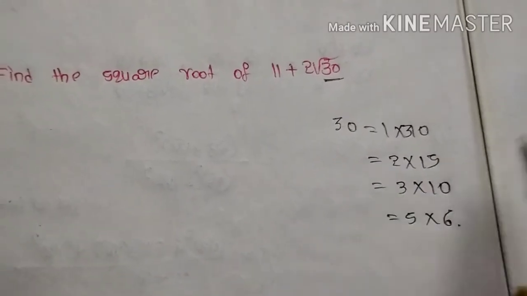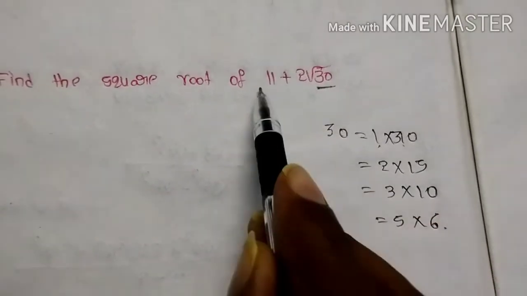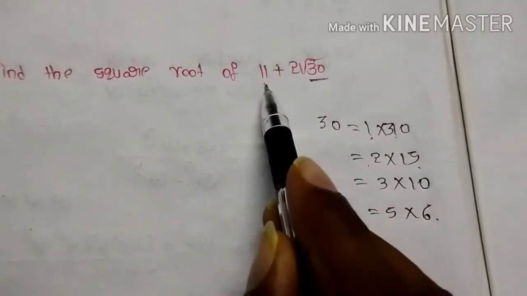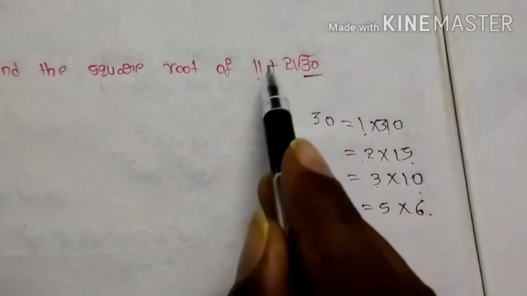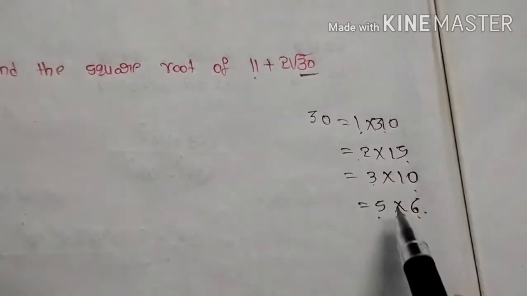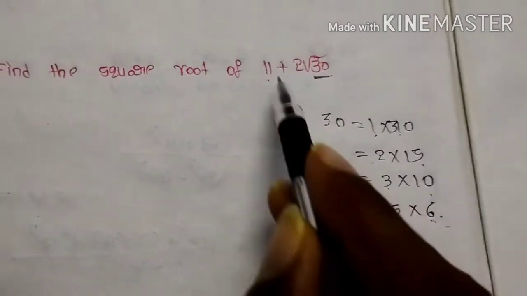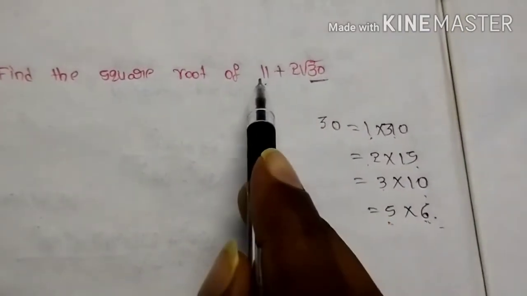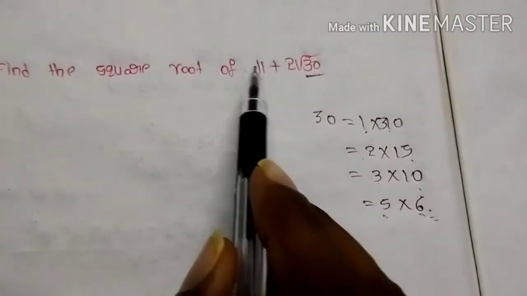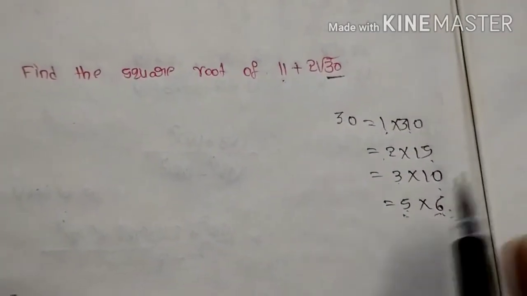Not possible. Just you can see 30 plus 1 how much? 31. Are you getting 11? So don't take. 15 plus 2 how much? 17. Are you getting 11? Not possible. 10 plus 3 is 13. 13 here is not equal to 11. Not possible. 5 plus 6 how much? 11. You know that 5 into 6 is 30. 5 plus 6 is 11. So you can take it, 11 can be written as 5 plus 6. So that only I am taking here. 11 can be written as 5 plus 6. I am not taking any other.